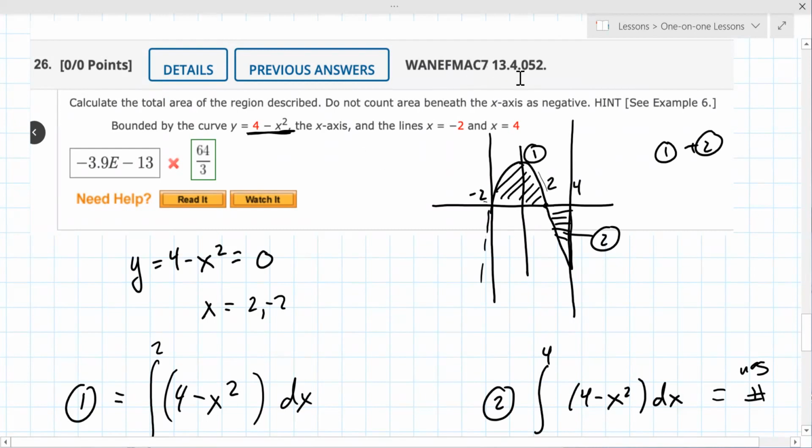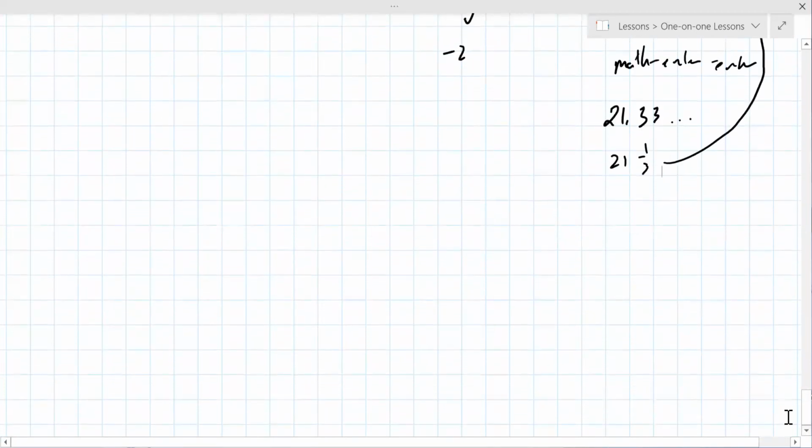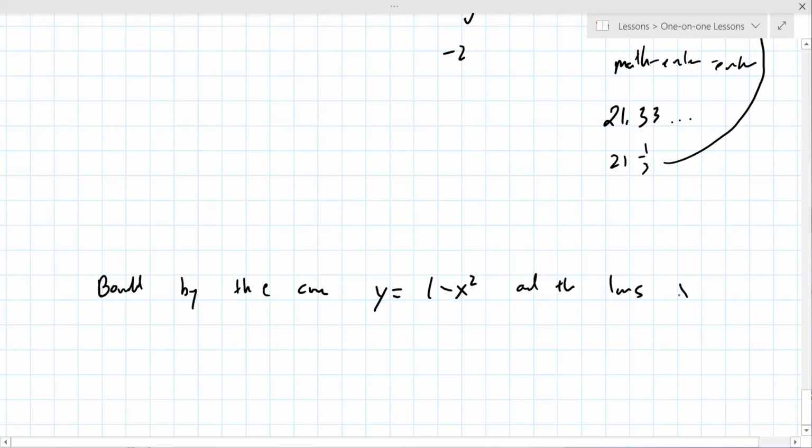Okay. Do you want to do another one like this? Sure. Okay. So we're going to do bounded by the curve y equals 1 minus x squared, and the lines x equals minus 1, and x equals 3.